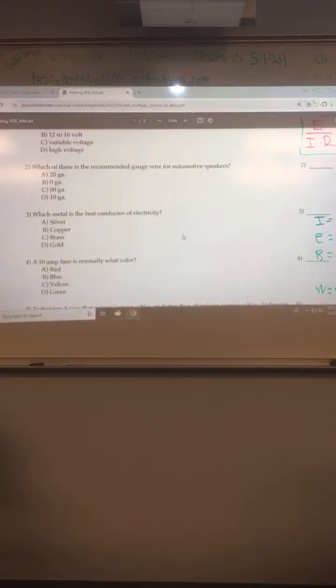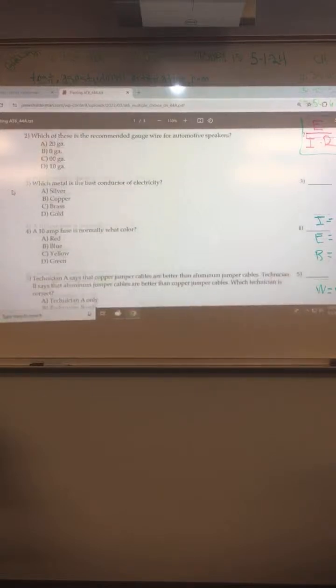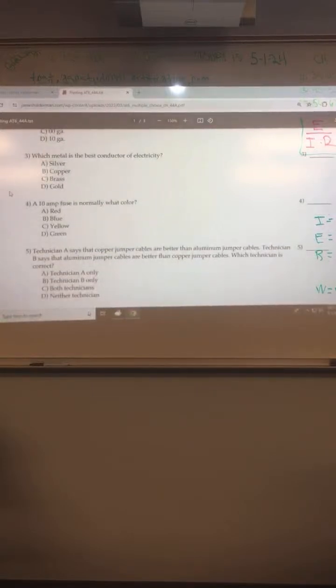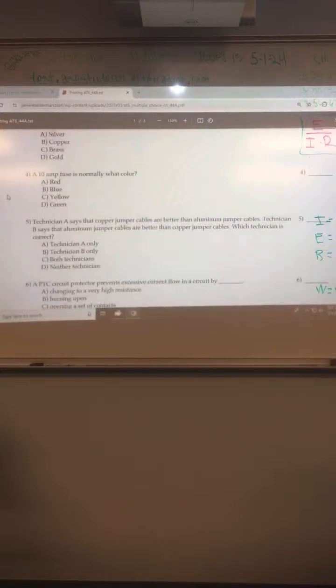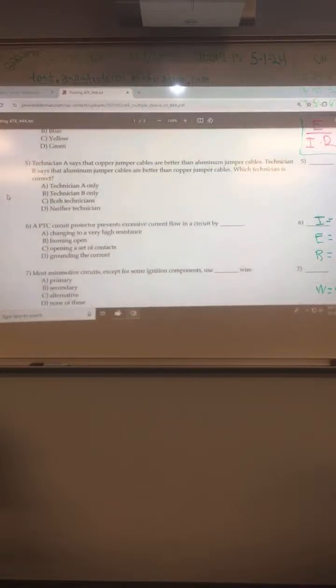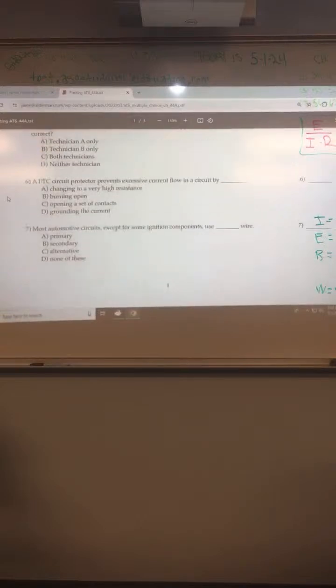Number two, I put B. It's A. Yeah, 0 gauge would be like battery cable. Remember, smaller number, bigger the wire? Speakers don't require big wire. So it'd be A, okay? Number three, silver. Number four, red. Number 4 is red, yep. Number five, A. 5 is A, yes, absolutely right.